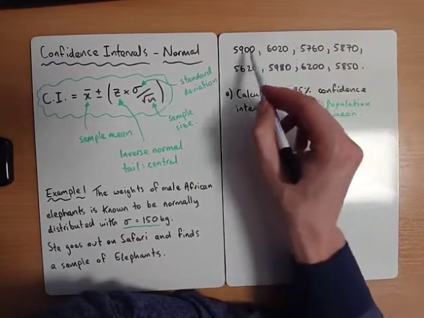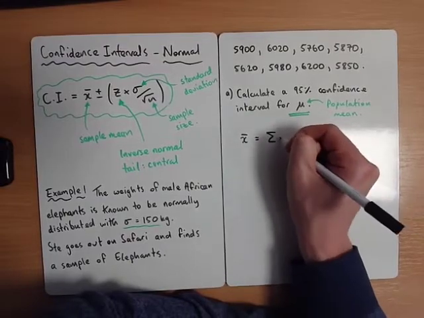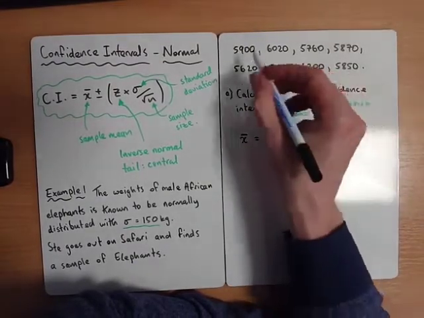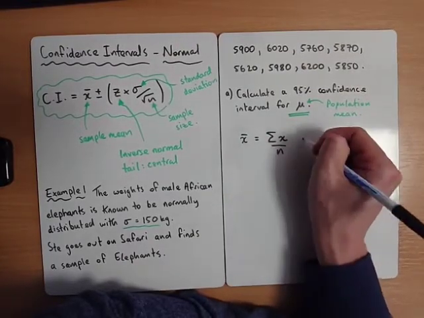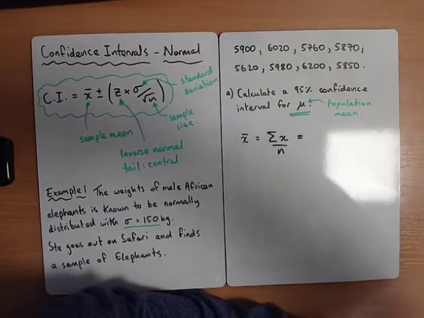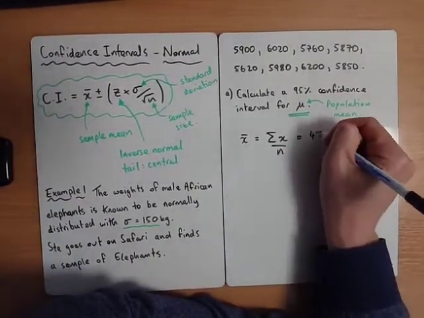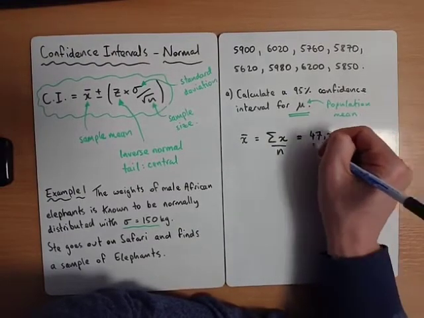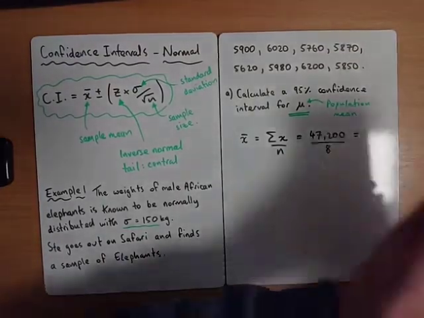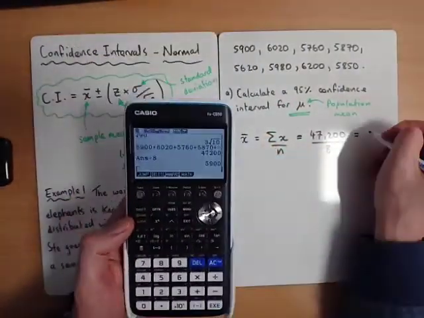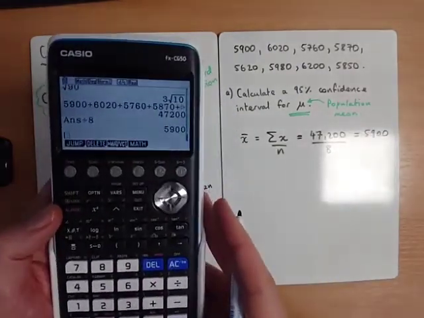Okay, the first thing we're going to do is calculate the sample mean. You might see this written in summary data as well. Instead of me writing all these values out, they could have just given you sum of x. Let me just calculate that. Okay, so adding them up, I get 47,200. Divide by how many there are, which is 8. And I'm getting 5,900. Okay, so that's our sample mean.